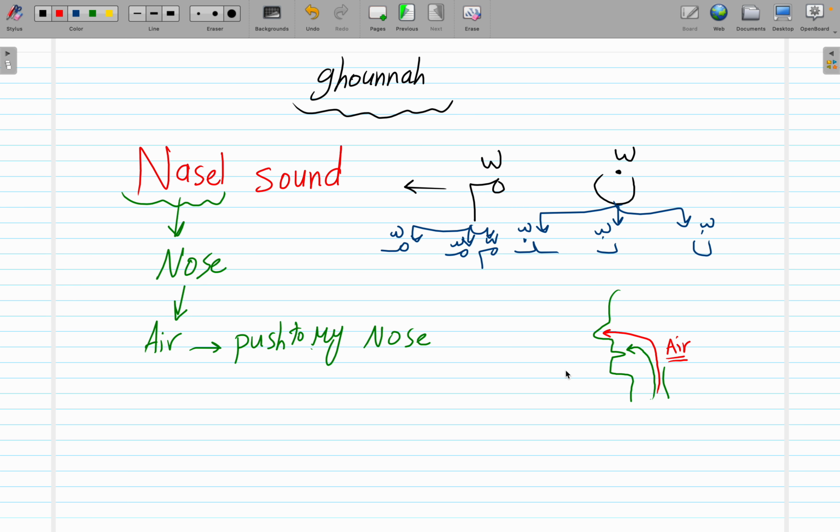If you want to push it to your nose, what should you do? Very simply, Ustada, I need to close my mouth to push all the air to my nose. How can I close my mouth? This is the way. To pronounce the nasal sound from the nose, you should know something. You should know how to pronounce the meme and how to pronounce the noon.